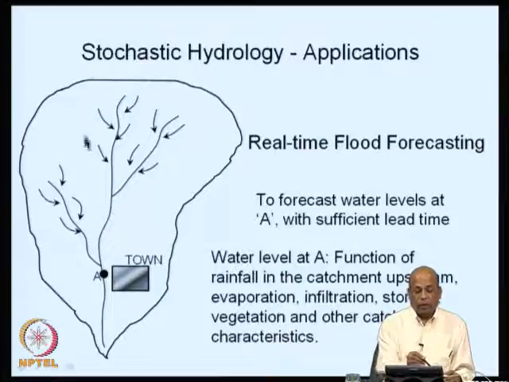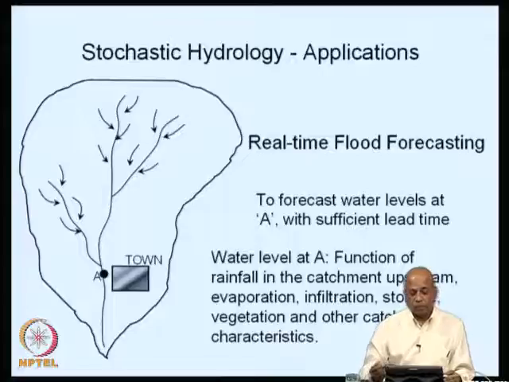So, if there is a high intensity rainfall that has started upstream of this, we must be able to provide what is the likely water levels, rise in water levels at this point over the next, let us say 6 hours, 10 hours and so on.